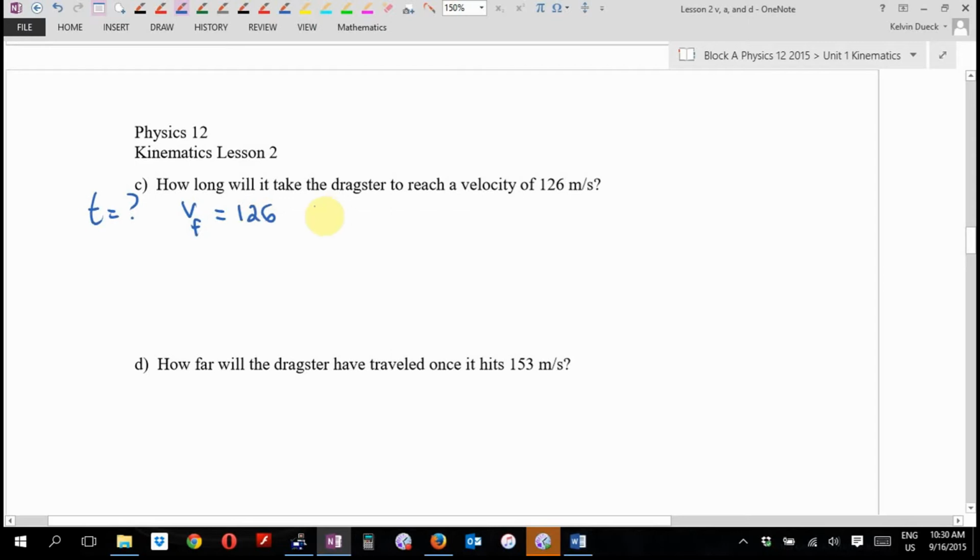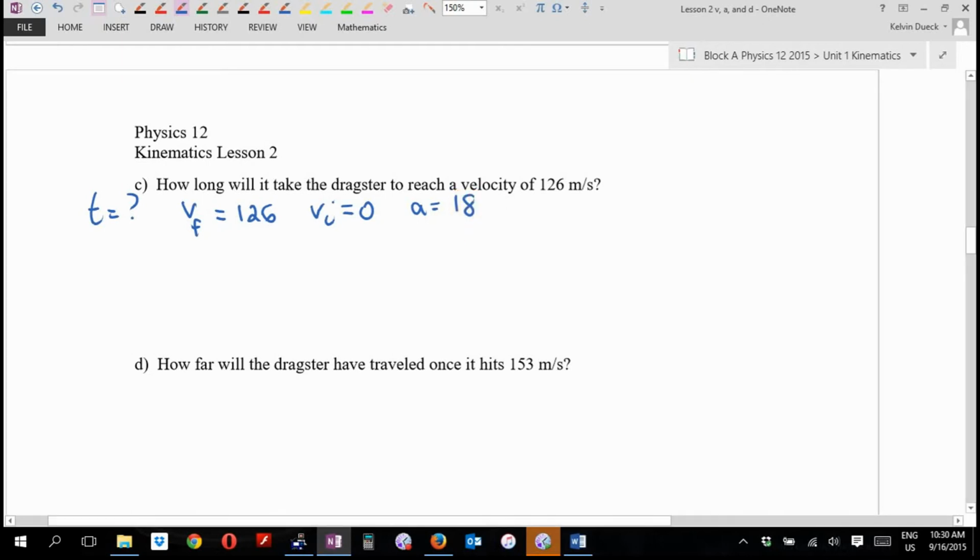Oh, I still know VI from the previous page. What was VI? 0. Can I use the T of 2.1? No, because it's going to be a different time. But let's assume the acceleration is constant, because Mr. Dueck said he'll do that, otherwise we need calculus. The acceleration was, I'm going from memory, was it 18?